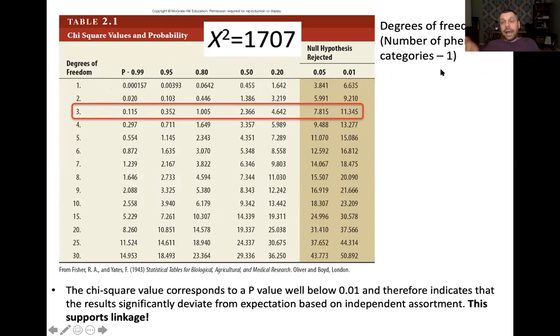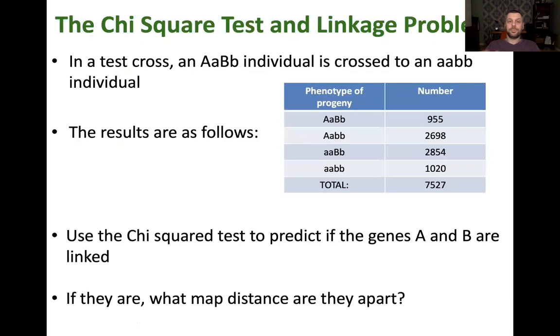What does that mean? That means that the observed versus expected numbers were significantly different, which supports linkage because the null hypothesis is rejected. In other words, there was a difference in the expected versus observed numbers. So the question actually asked you to use the chi-square test to predict if these genes are linked. They are. And if they are, what map distance are they apart?